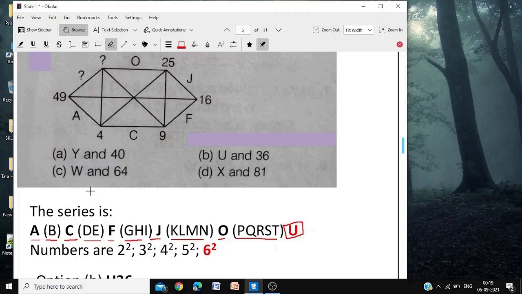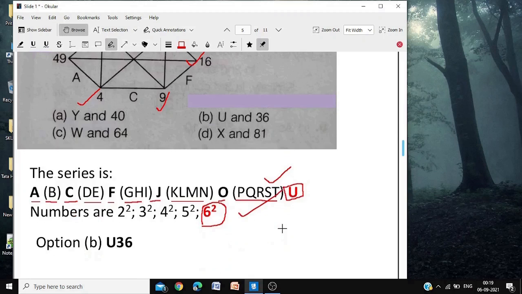And for the numbers, see that these are 2 square, 3 square, 4 square, 5 square. So ultimately you must have 6 square. So you get U and 36. U and 36 is the final answer, which is option number B.